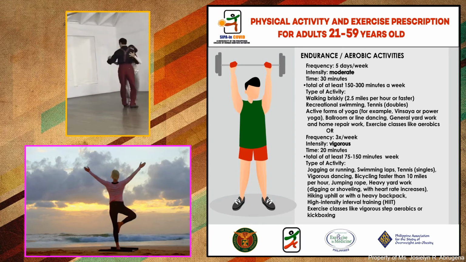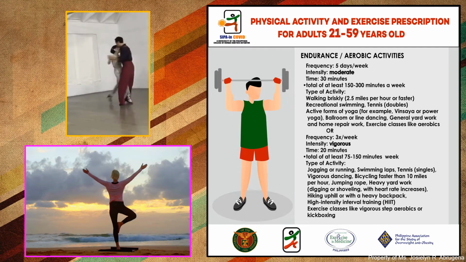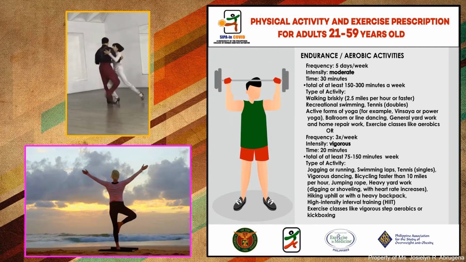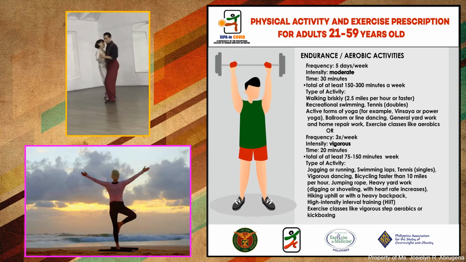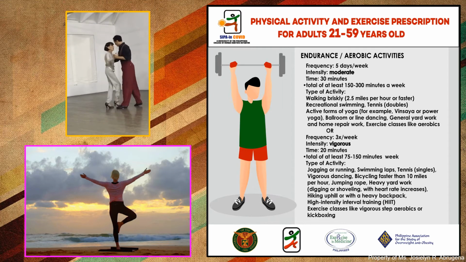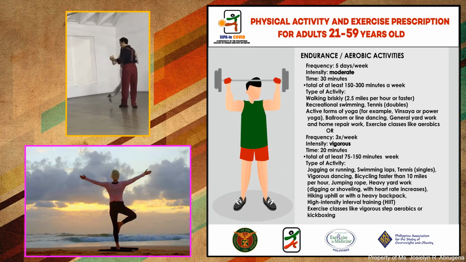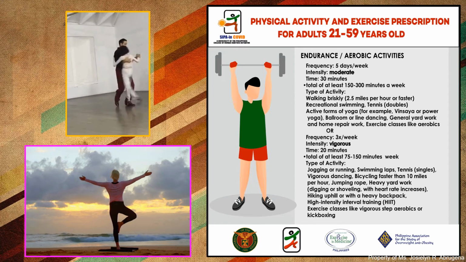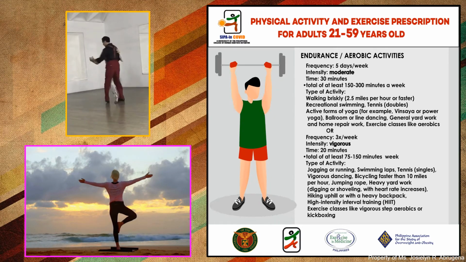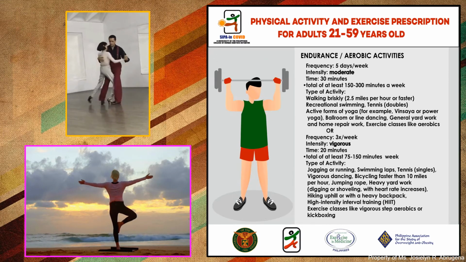Type of activity: jogging or running, swimming laps, tennis, singles, vigorous dancing, bicycling faster than 10 miles per hour, jumping rope, heavy yard work, digging or shoveling with heart rate increases, hiking uphill or with a heavy backpack, high-intensity interval training, exercise classes like vigorous step aerobics or kickboxing.